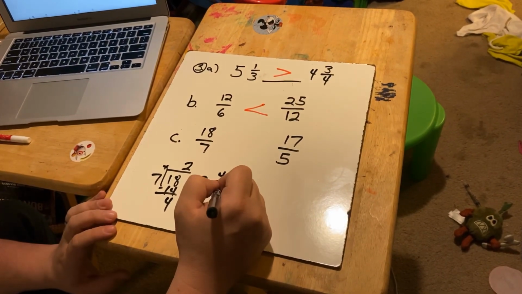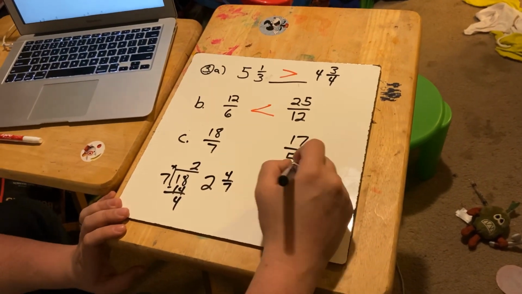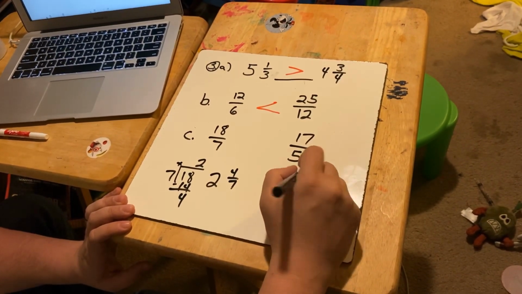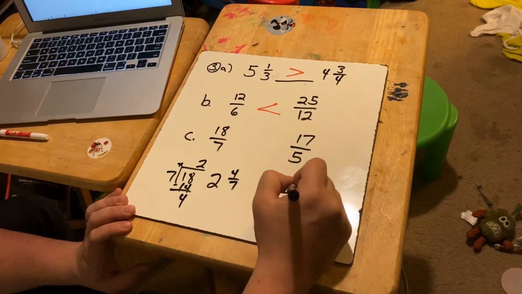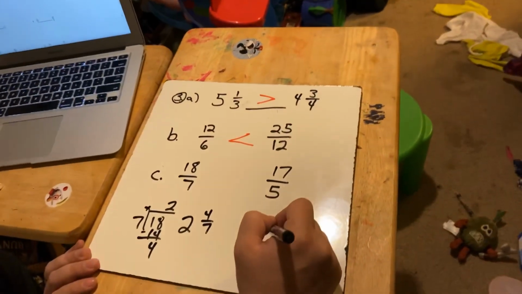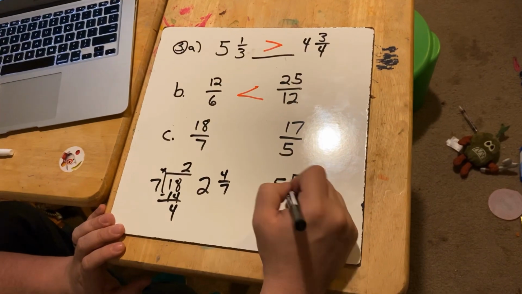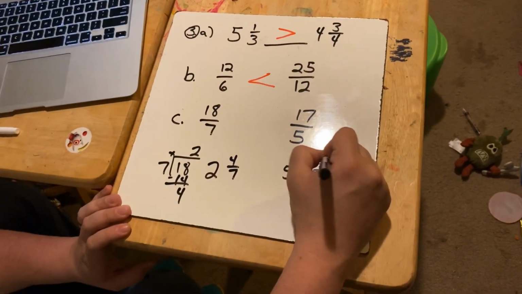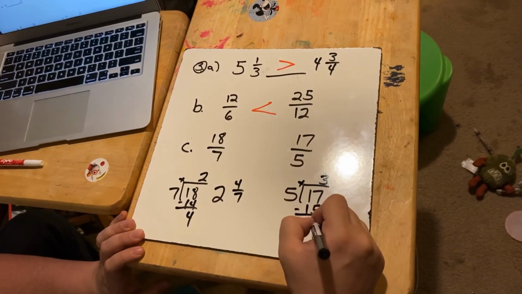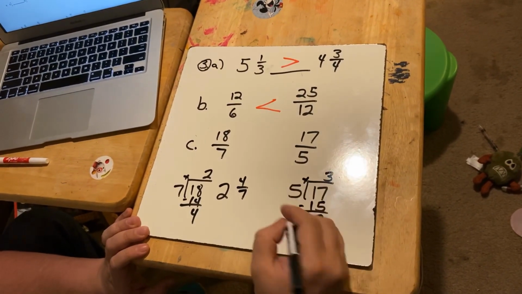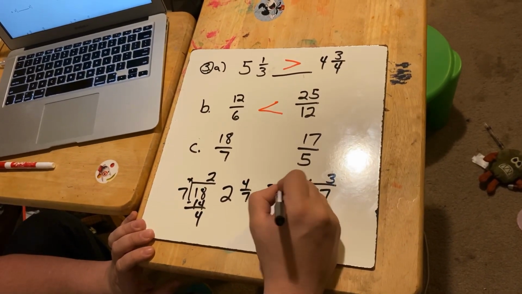Okay. Now we have to cowboy method over here because we can't compare them the way they are. And we've got 17 in the house. There's my cowboy. My horse is outside. And I know that 5 times 1 is 5. 5 times 2 is 10. 5 times 3 is 15. 5 times 4 is 20. That's too much, so it's going to be 3. So 3 times 5 is 15. And 17 minus 15 is 2. So my new fraction here is going to be 3 2/5.